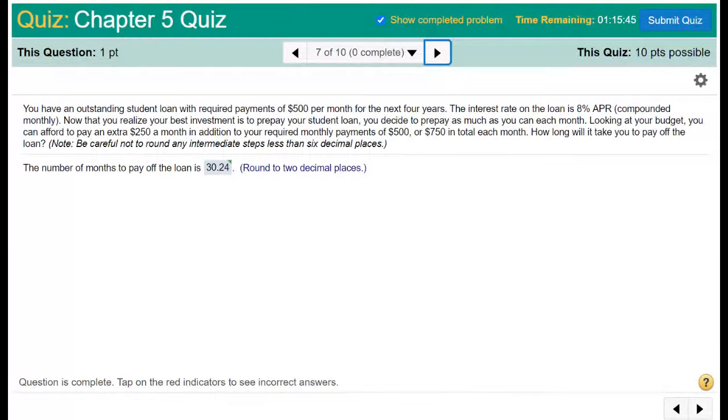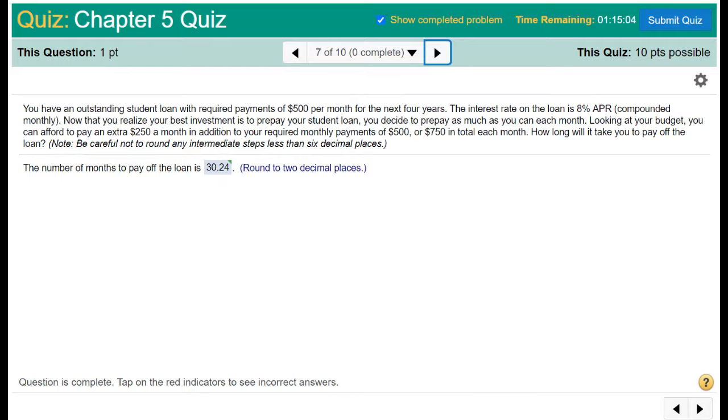Okay. So here we are trying to calculate the amount of months. But first we need to find out how much we owe on the original loan. The original loan is for 4 years. I want to know, if I pay $500 a month for 4 years, what is the present value of it? So N equals 48. IY equals 8 divided by 12.